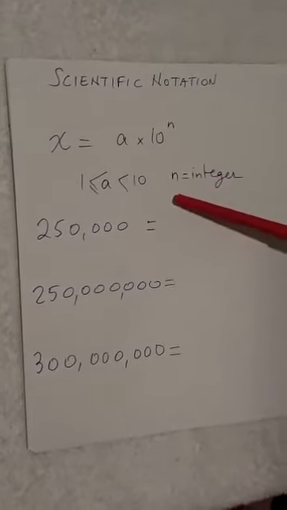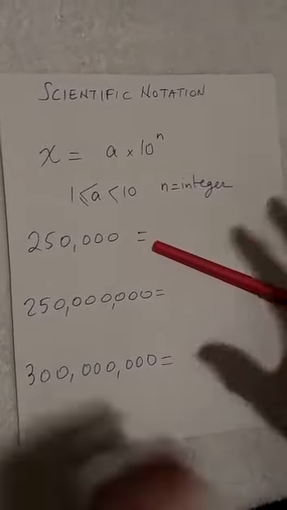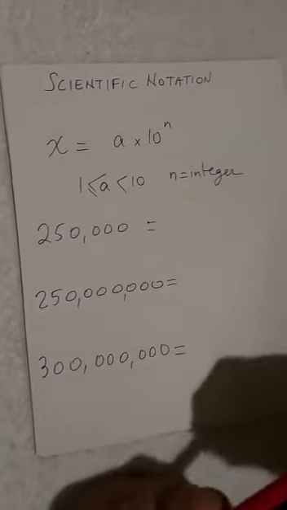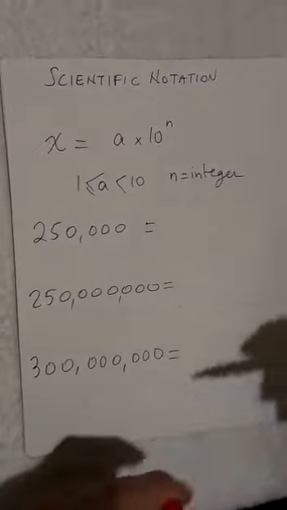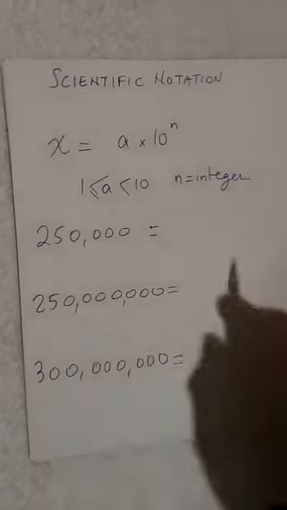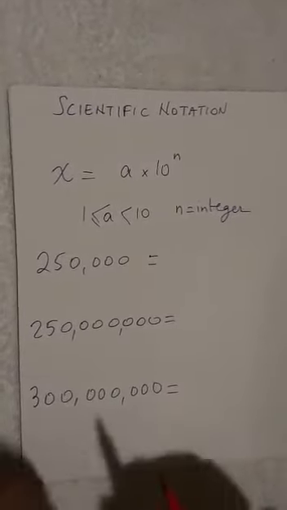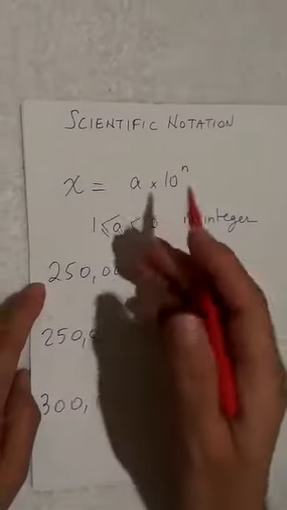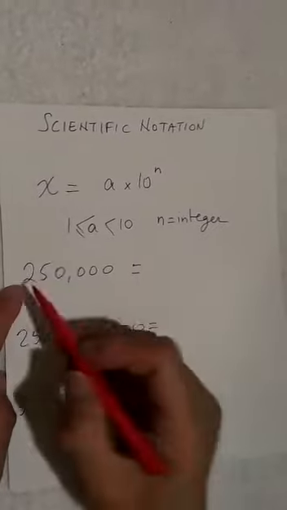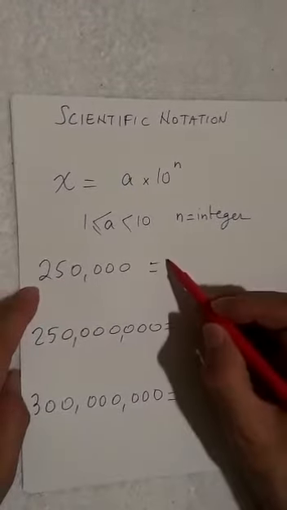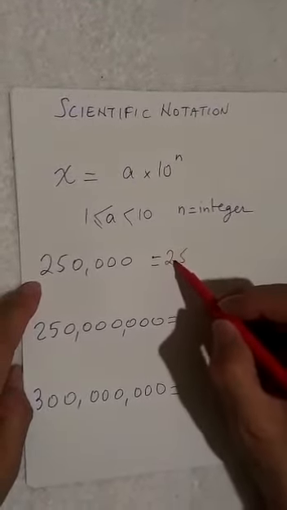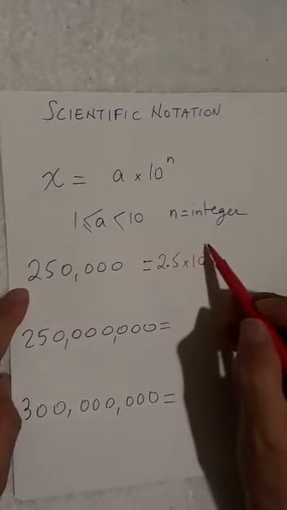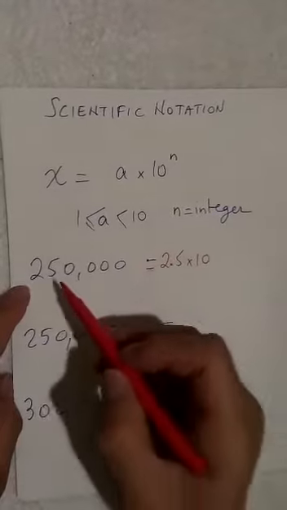Scientific notation is normally used to express very large numbers or very small numbers, but using this formula you can express any number. Okay, so for example, 250,000. What you do is you go from left to right, and a is a number that's greater than 1 but less than 10. So a here would be 2.5 times 10 to the power something. We need to figure out what goes in the exponent here.